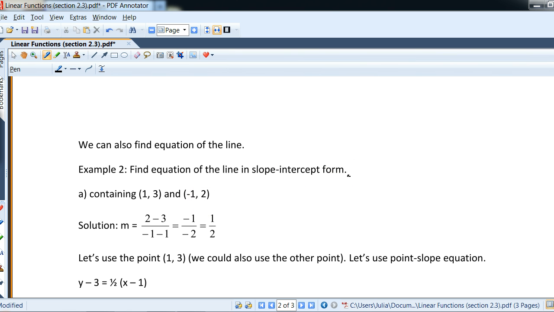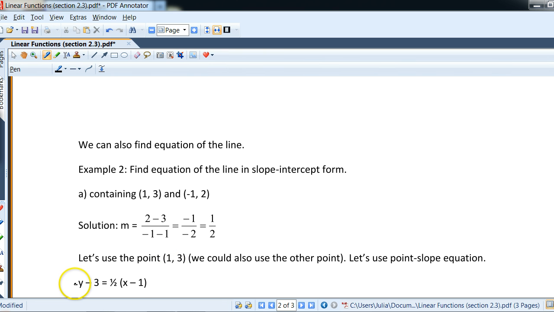If you recall, it's y equals mx plus b. The most well-known one. So it contains 2 points. The first thing we can do is find the slope, which we do right here. And then we can use either one of the 2 points, whichever one looks a little easier, or whichever one you want to pick. I decided to pick 1 comma 3.